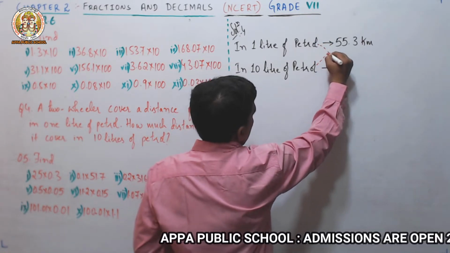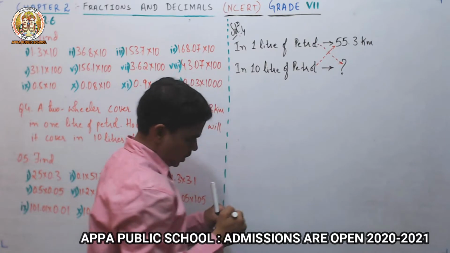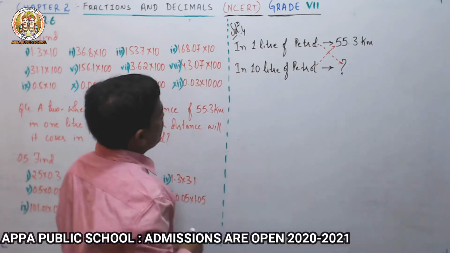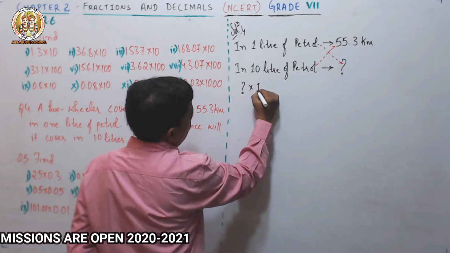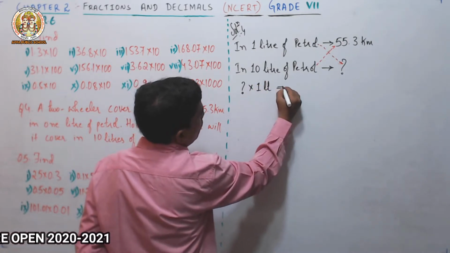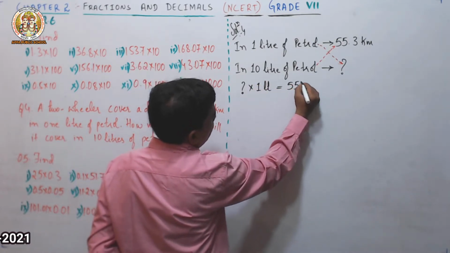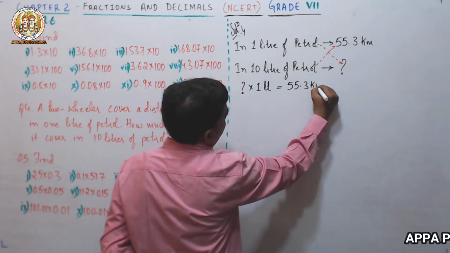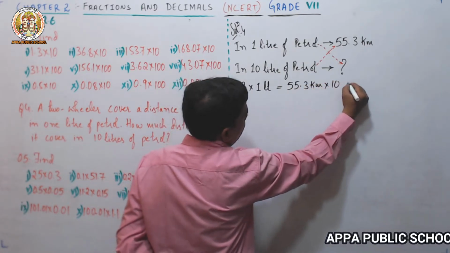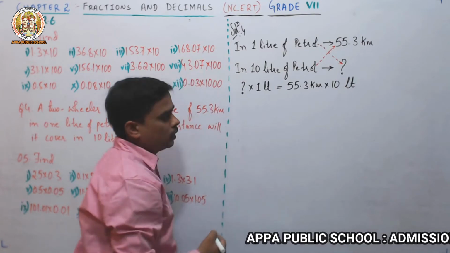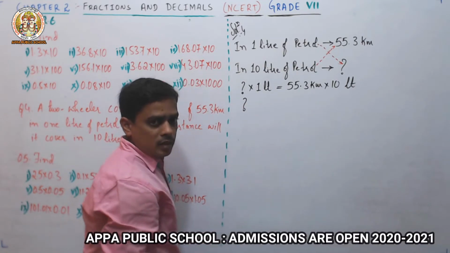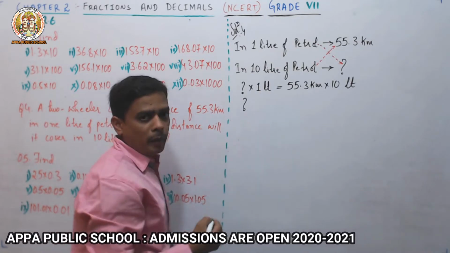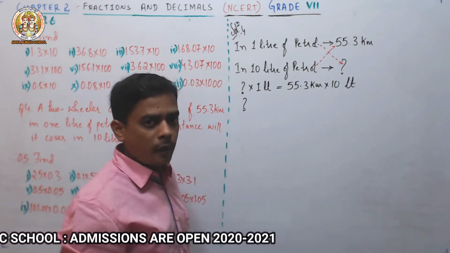So this one you cross multiply with this. If I cross multiply, how much will it be? So what I will do: question mark into 1 liter is equal to 55.3 km into 10 liters. Now this question mark I will keep this side. 1 liter I will move towards the RHS. Here the 1 liter is multiplied. If I move to RHS, it will be divided by.